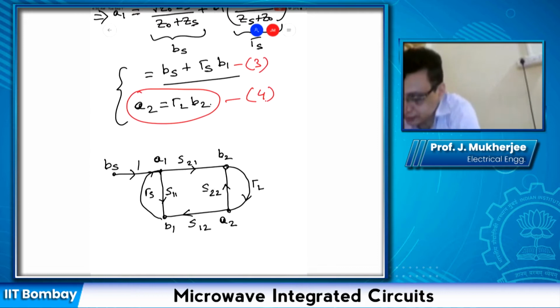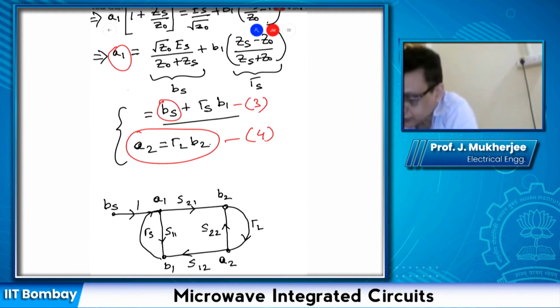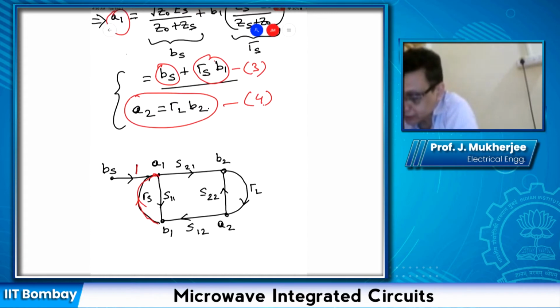Now see these two equations, this A1, the contribution to A1, right? Contribution to A1, the sum of two values Bs and gamma S B1. So gamma S B1 represents this path, Bs the weight of 1 represents this path, and so A1 is the contribution of these two paths. So this is the, and this equation A2 equal to gamma L has been represented by this path.